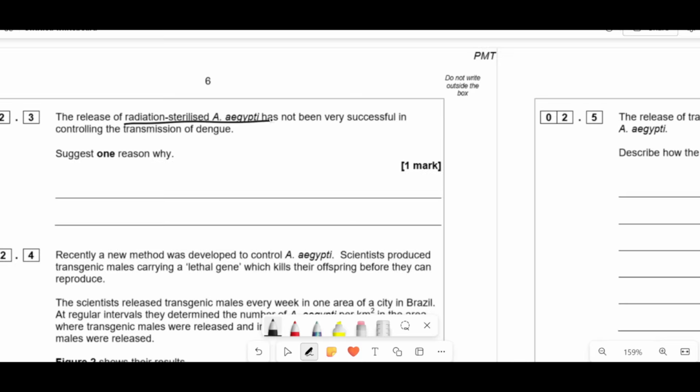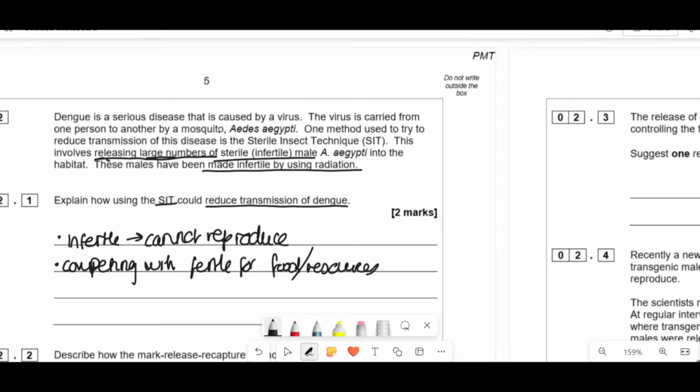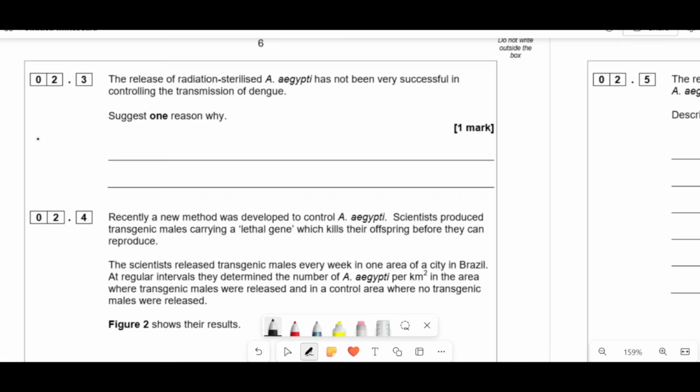So again, what they've done is they've radiated them. For some reason, it's not really stopped dengue being spread, which they've told you in the question is through a mosquito. Immediately, what it's saying to me is that it's probably going to kill them. It's going to shorten their lifespan, which means they can't really spread it, or they don't have enough time to even try to reproduce or compete with the males, right?